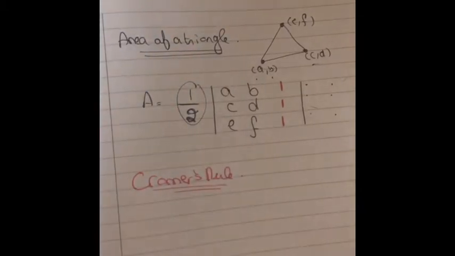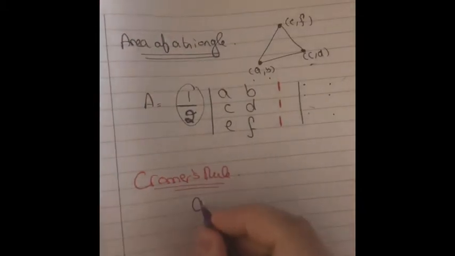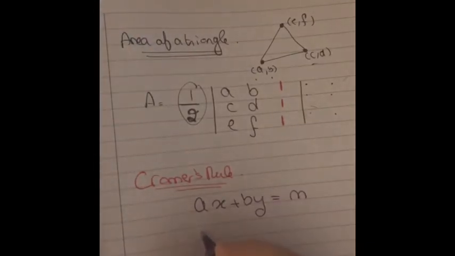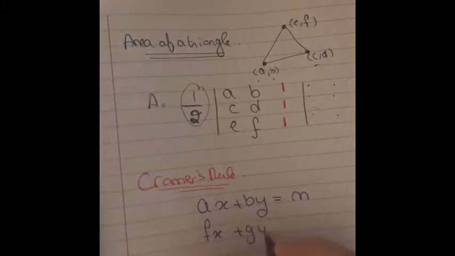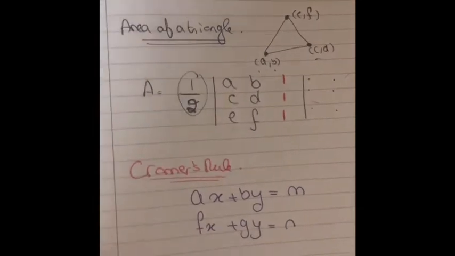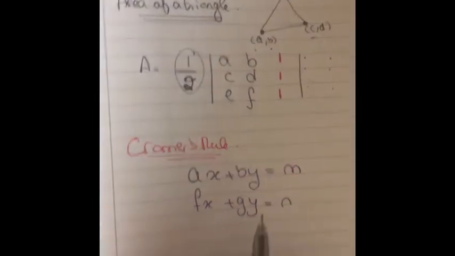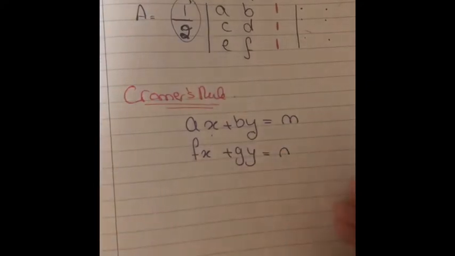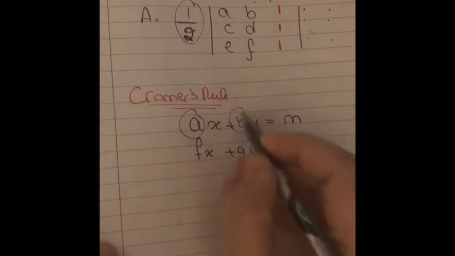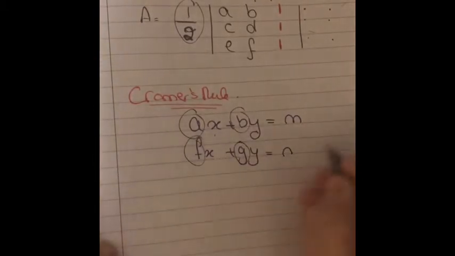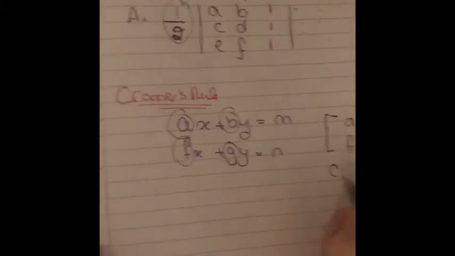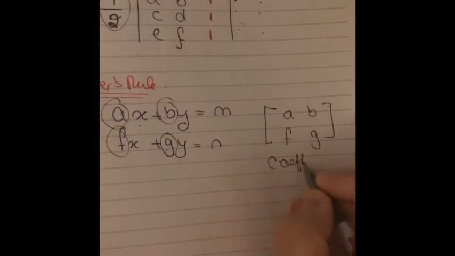rule to solve equations. For example, I have a system of equations, ax plus by equals m, and fx plus gy equals n, and I want to use, let's say, Cramer's rule to find x and y. Okay, the first thing you will need is the coefficient matrix. These are the coefficients. So the coefficient matrix is A, B, F, G.